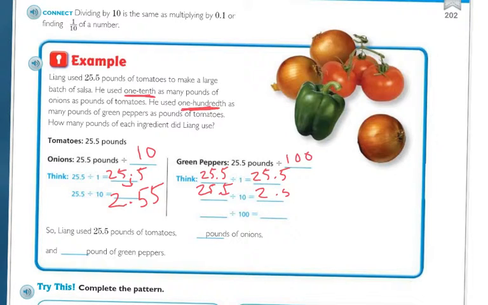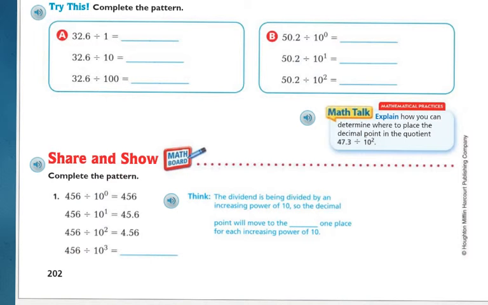I have 2.55. Again, 25.5. This time divided by 100, I'm going to move my decimal over one more time. So it's going to be 0.255. So Liang uses 2.55 pounds of onions and 0.255 pounds of green peppers.